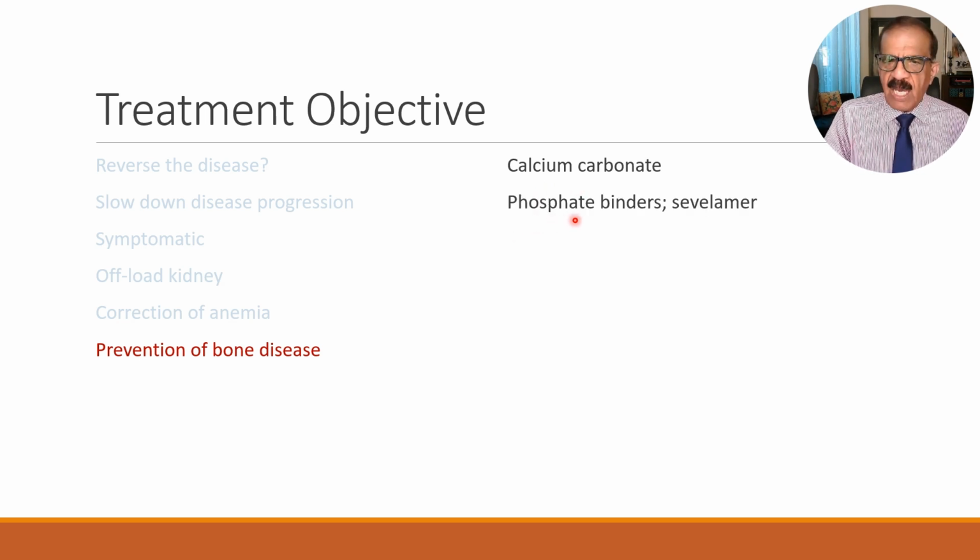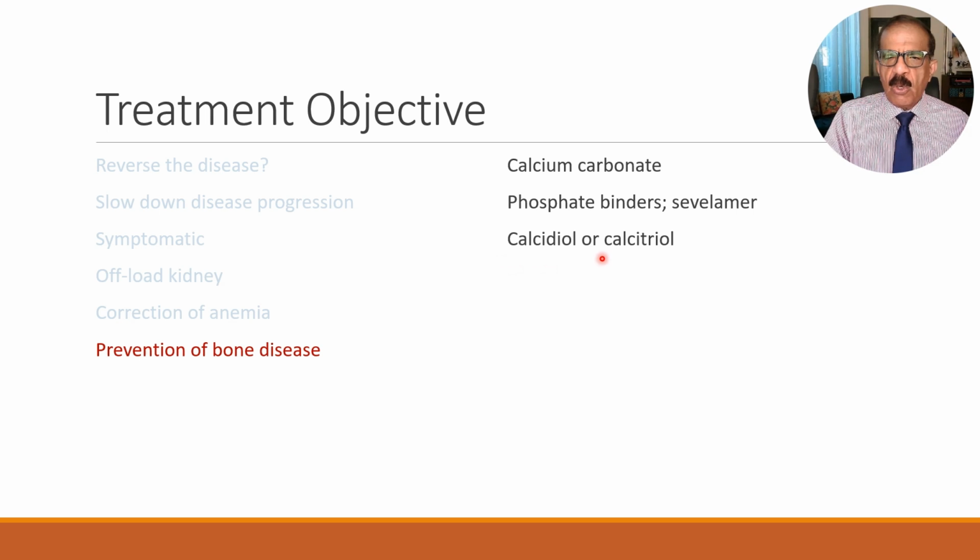Phosphate binders are also available, and Sevelamer, like that one, can be given if calcium carbonate alone is not good enough to bring down phosphate to the normal level. It is very important because the main factor for secondary hyperparathyroidism is elevated phosphate, and so you need to bring it down.